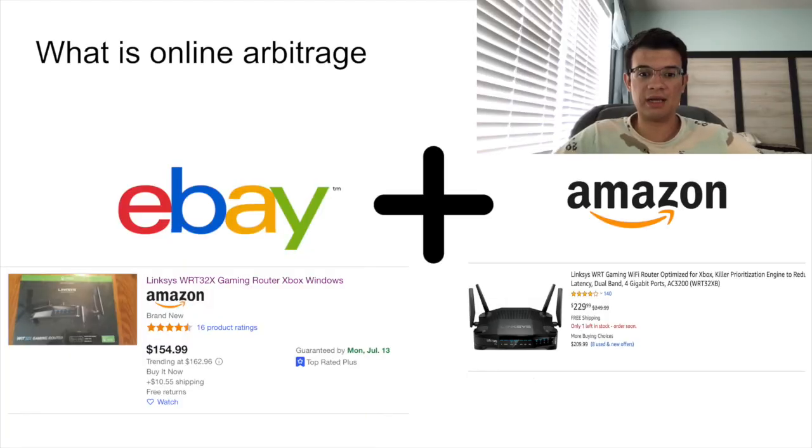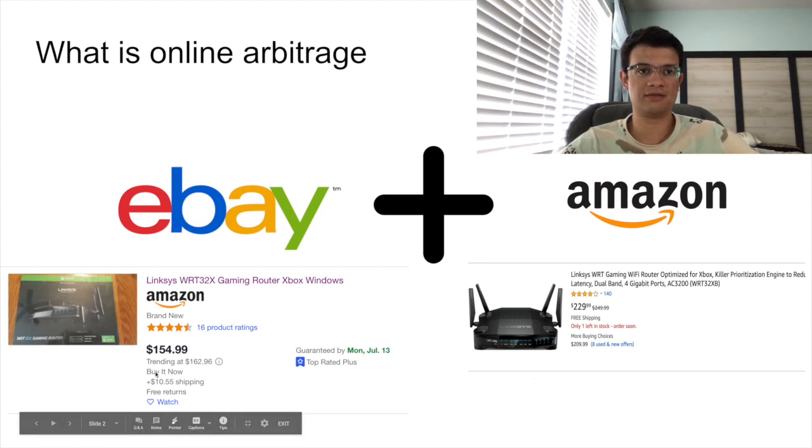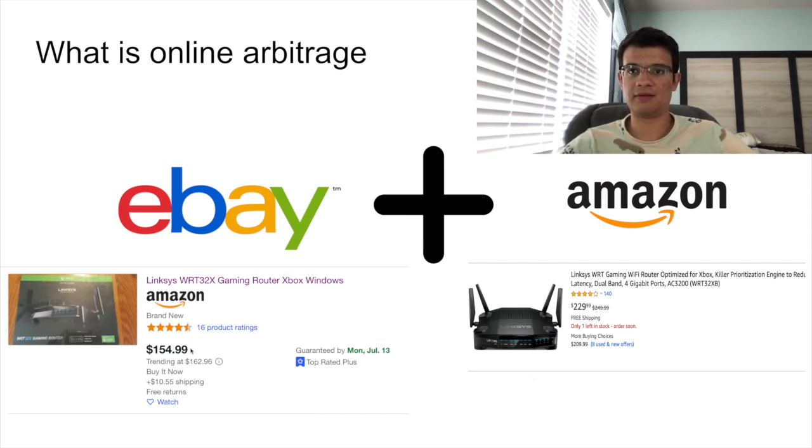So with online arbitrage, where I buy mostly all my stuff is, as an example I put here, eBay. This product right here is selling for $154 plus $10 shipping, so $165 just about. And the same exact item, you can match up the titles if you want. If you click into the listings, the barcode number is the same on both. So the same exact product over here is selling for $229 on Amazon.